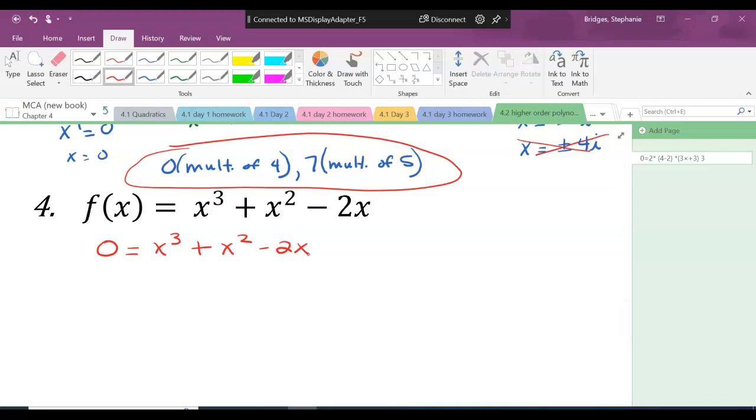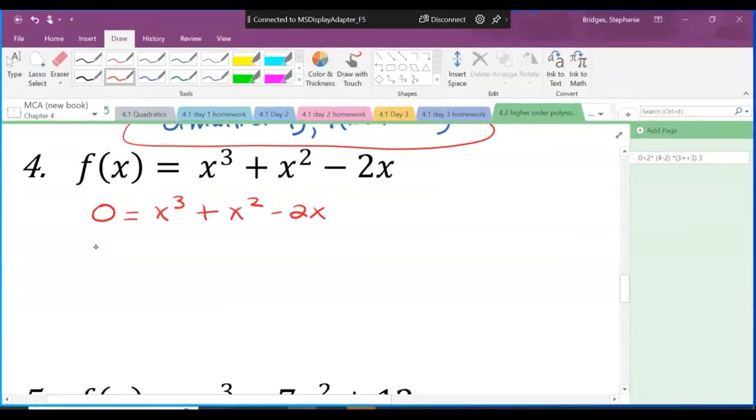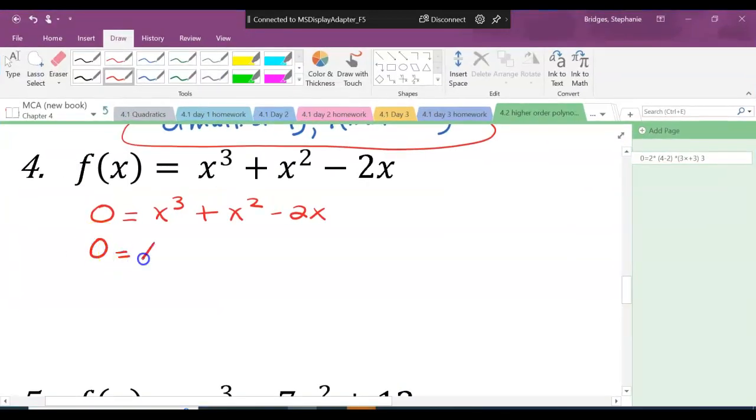Does this problem look like the rest of them? No, it's not factored for me, so we're going to have to think about how we factor. Okay, got to dig deep now. The first thing we do when we factor is we always look for a common factor, a GCF. If I have x to the third, x squared, and 2x, what is it that they all have in common? An x. So what we're going to do is pull that x out first. And if I take an x out of each one, what would be left?